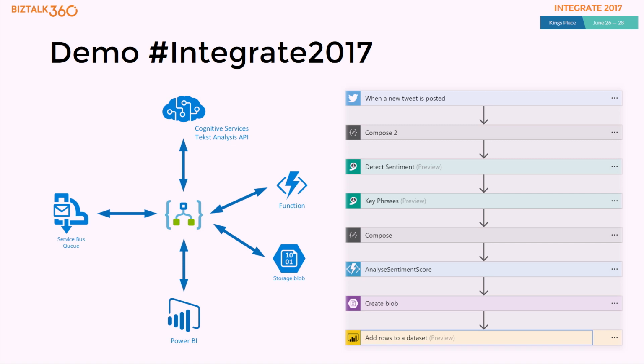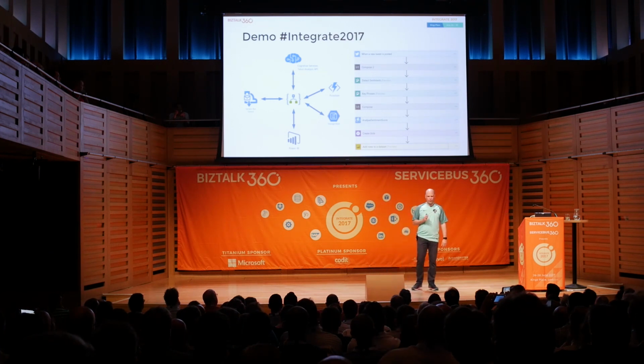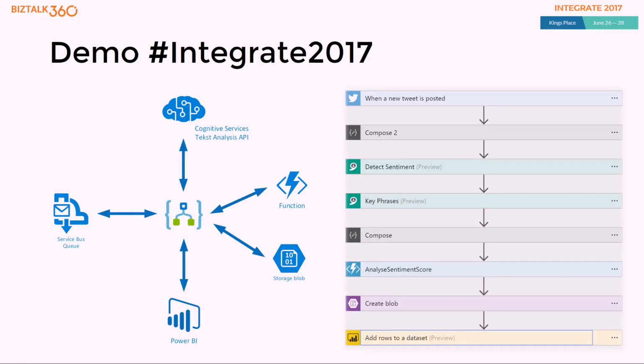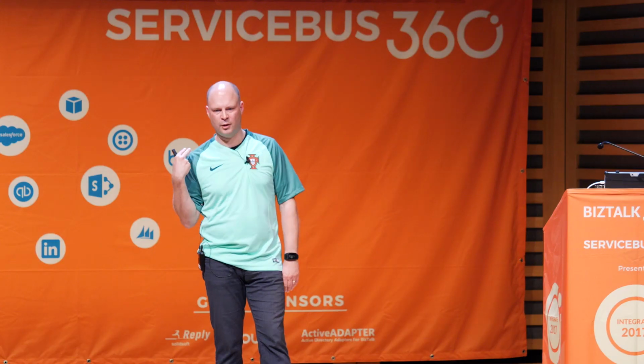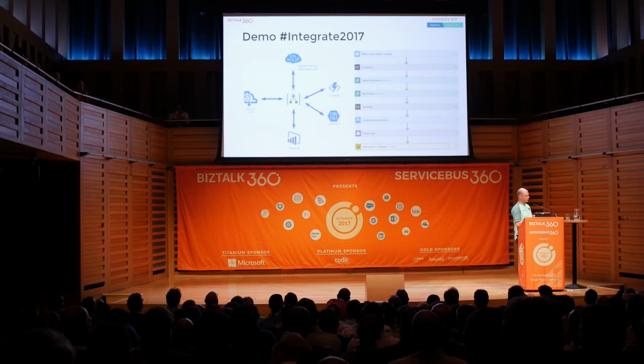So I built this solution about a week ago, in half an hour, because I thought I'm going to build something that will measure the sentiment around this conference. I turned it on last week, and what I do is collect every message from a queue. It goes into Cognitive Services, then to a function. I store that message in blob as well, and then I feed it into a dashboard, so it gives you an overview of what the sentiment is of Integrate 2017.